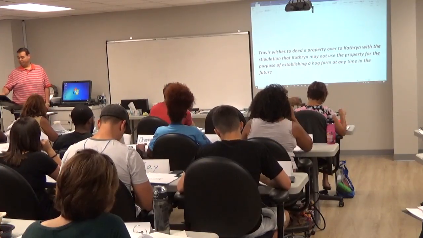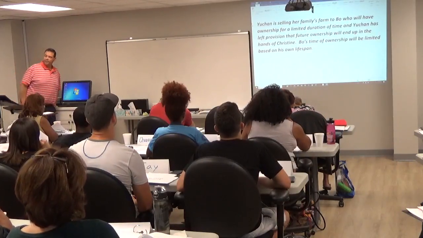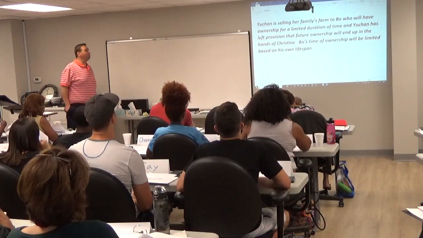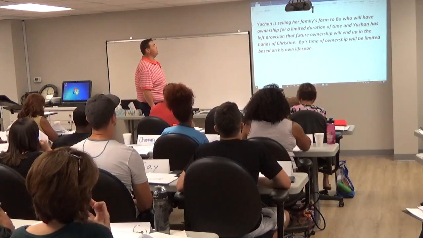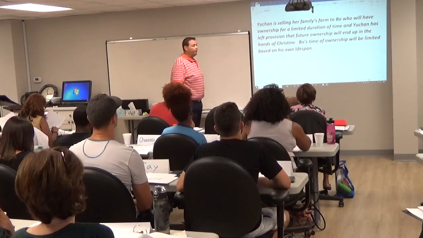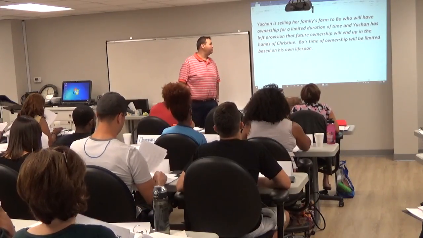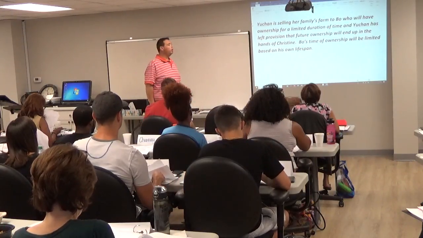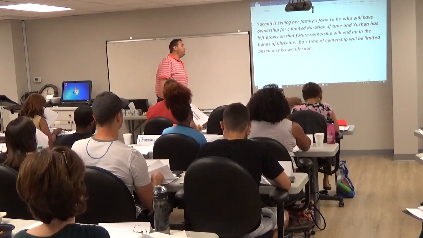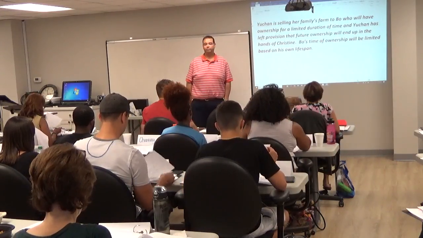Ready? Number 2. Uchan is selling her family's farm to Bo, who will have ownership for a limited duration of time. And Uchan has left provision that future ownership will end up in the hands of Christine. Bo's time of ownership will be limited based on his own lifespan.